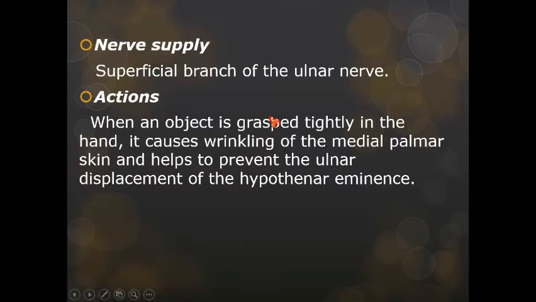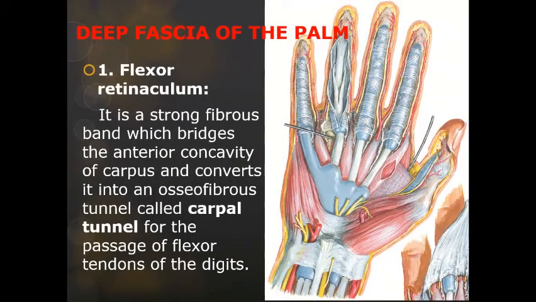Yes, moving to the next structure, the deep fascia of the palm. The first one which we can identify is the thickening of the deep fascia, that is the flexor retinaculum. The flexor retinaculum is a strong fibrous band which we can identify at the proximal part of the hand and the distal part of the forearm. It bridges the anterior concavity of the carpus and converts it into an osseofibrous tunnel called the carpal tunnel for the passage of the flexor tendons.